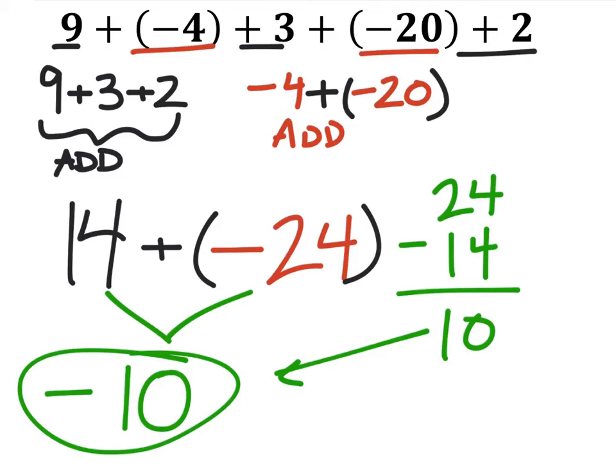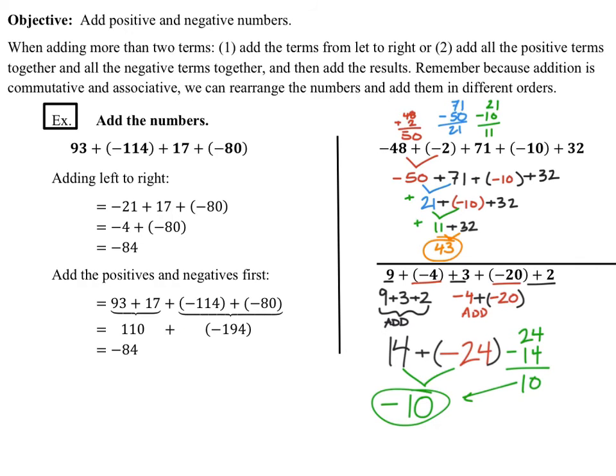Don't forget the negative on that part. So from this last example, we should be able to add any number of positive and negative terms together, or positive and negative values, whichever you want to say. Hopefully this has been helpful for you guys. You guys should be able to do the homework from here.